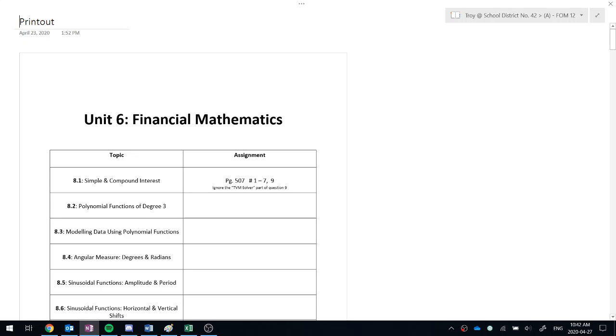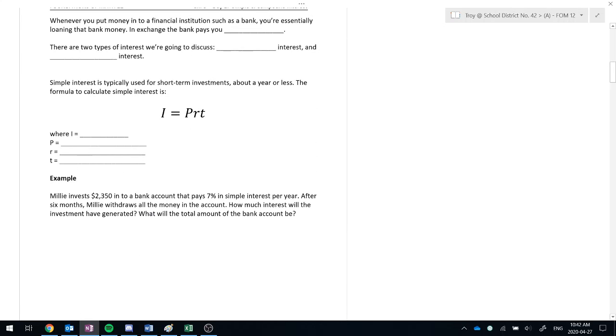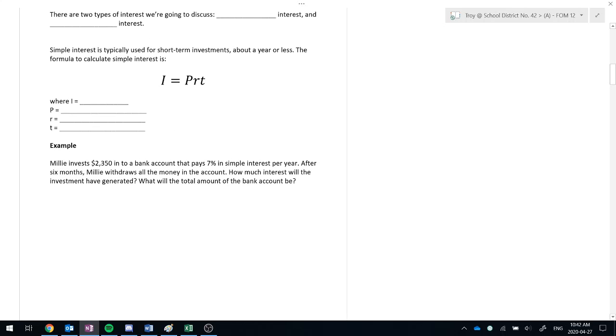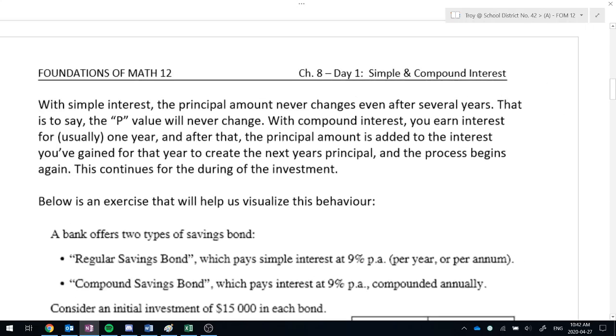Hello everybody. So today we're going to continue through our new unit, which is finance. So quick review of what we did last day. We took a look at simple interest, where our formula was I equals PRT. P, of course, is our principal or our starting amount. R was the interest rate, and T was the amount of years we were leaving the investment to gain interest. So today we're going to start talking about the other kind of interest, which is compound interest.